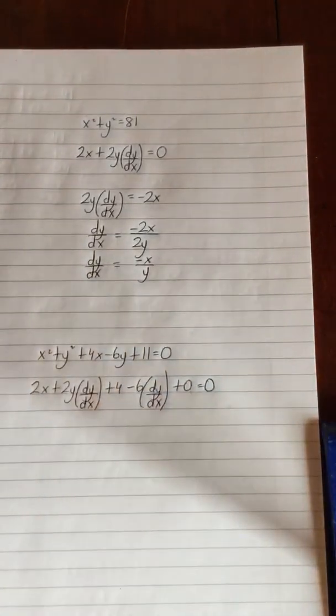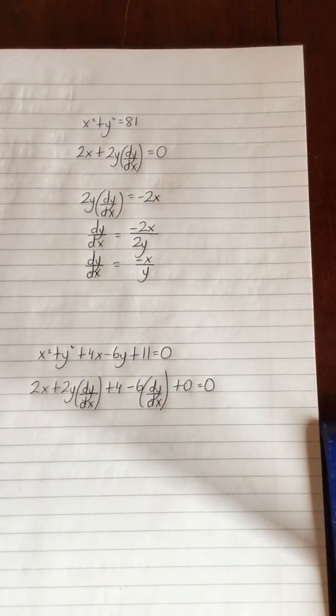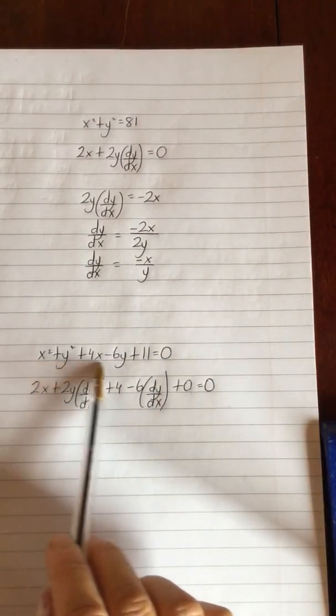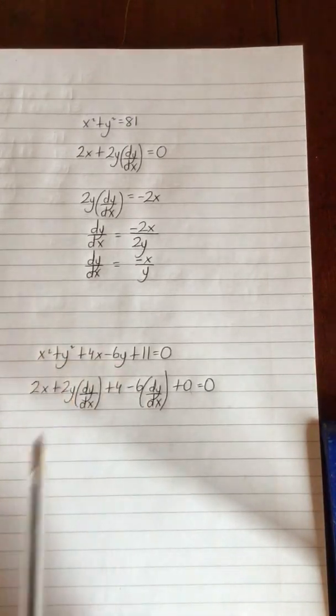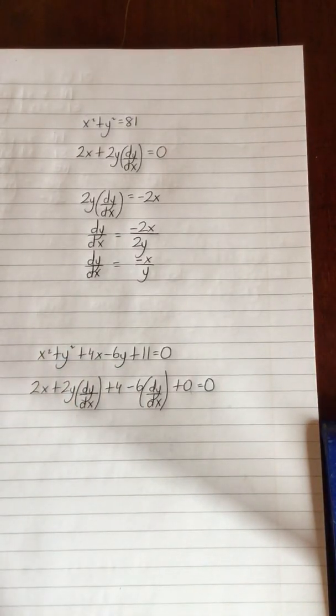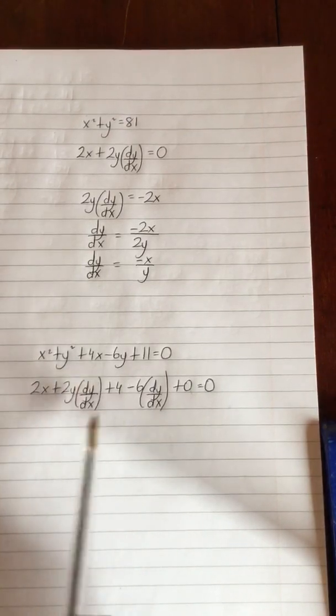So again, all you want to remember to do is differentiate every single term in the circle, but every time you differentiate a y term, put dy dx beside your derivative. Okay, so again, because dy dx is the expression that will help me find the slope of the tangent to the circle, I have to get dy dx by itself.